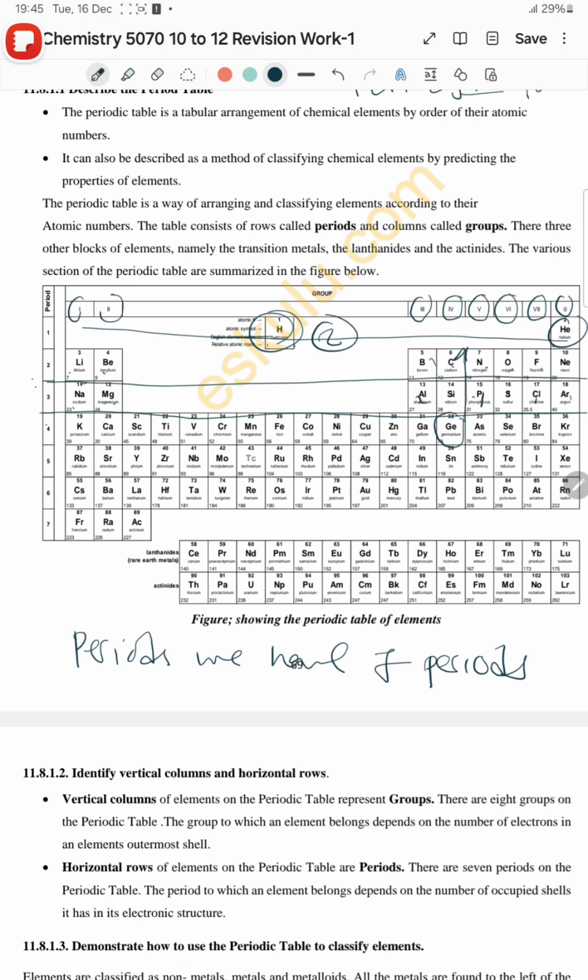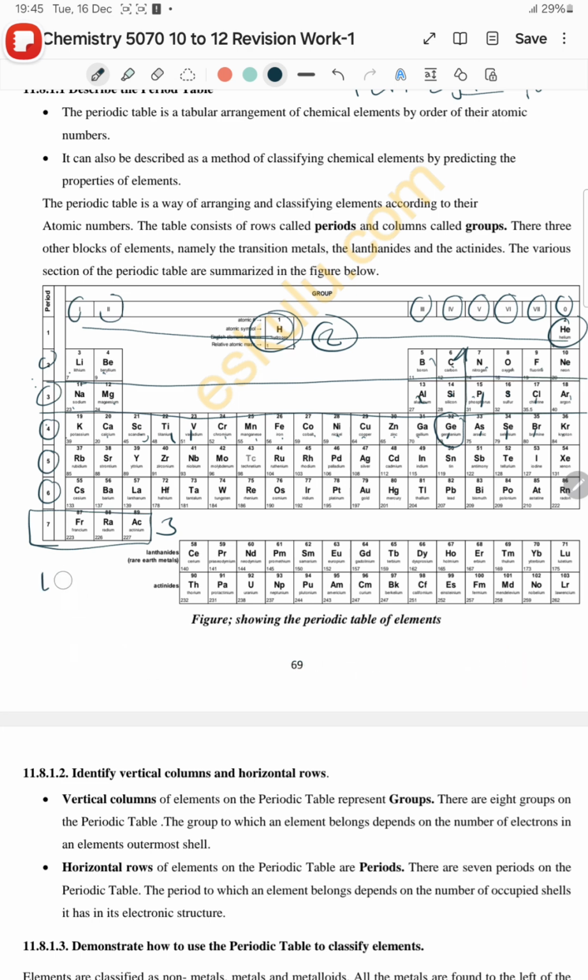So if they ask you to name the periods that have 8 elements, that is period 2 and 3. Then we have period 4. How many elements? It has 18 elements. So periods 4, 5 and 6 have 18 elements each. Then period 7 only has how many elements? 3 elements. This is interesting now.